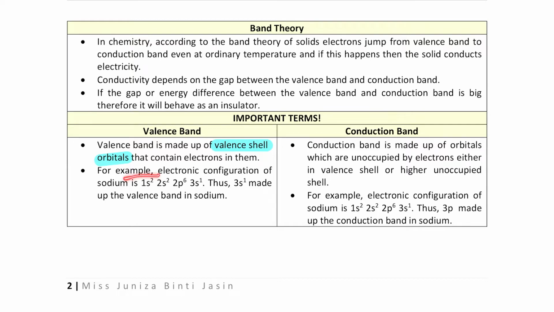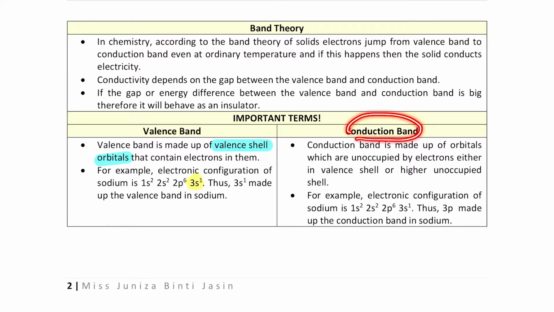So contoh macam dekat sini dia bagi satu electronic configuration of sodium. We know that sodium Na ada 11 proton. That means 11 electron kalau dia neutral. So the electronic configuration will be 1s2, 2s2, 2p6, 3s1. And then I think semua orang dah tahu cara untuk determine valence electron. Kita ambil shell yang paling luar, which is 3s dekat sini. So 3s1 ni is actually dia punya valence band dalam kes sodium. So ingat, valence band means dia made up of valence shell orbital.